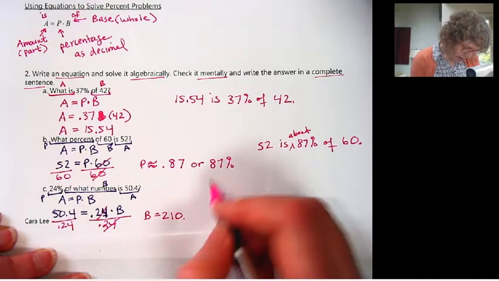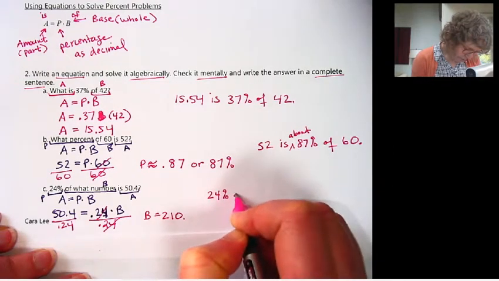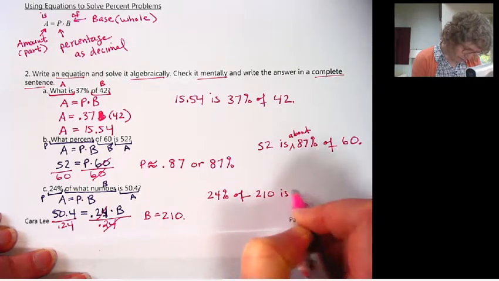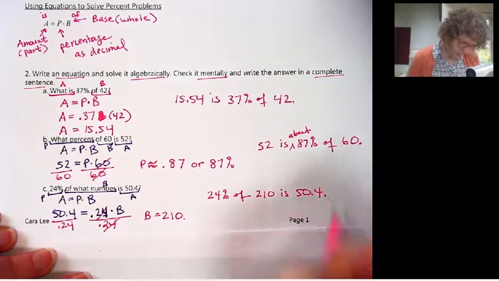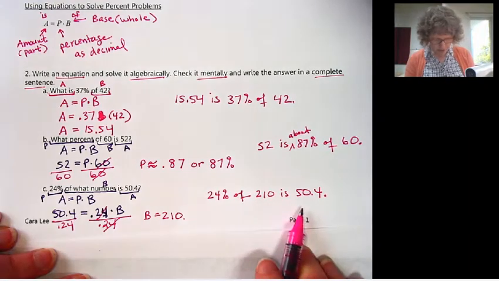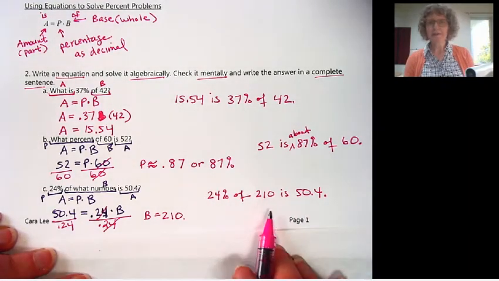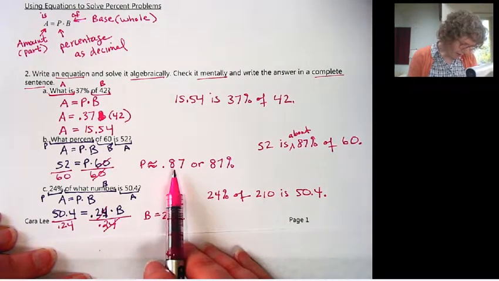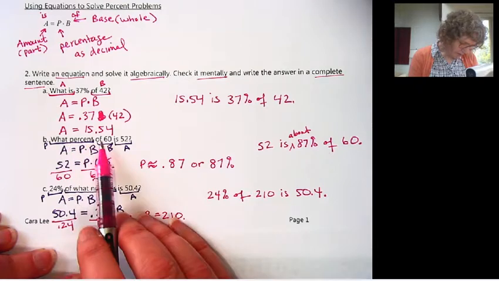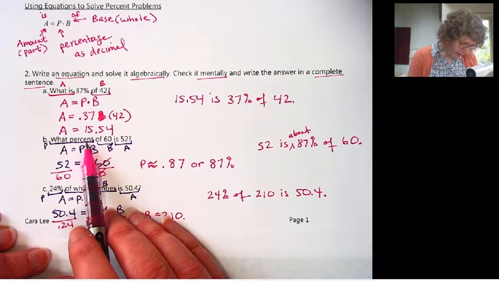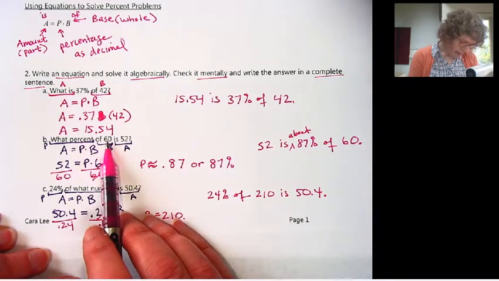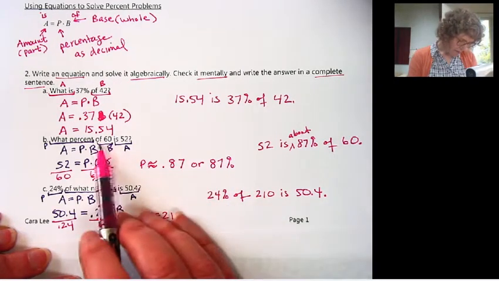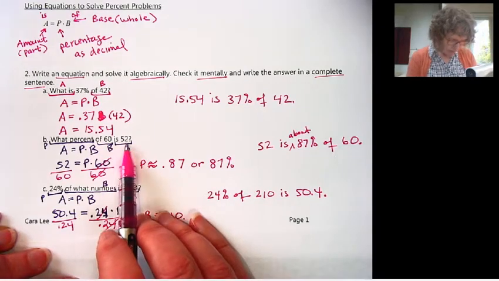So we could say 24% of 210 is 50.4. Or we could say 50.4 is 24% of 210. You get the idea. I didn't check this one mentally, so I want to do that. What percent of 60 is 52? 87% of 60. 87 is getting up there, right? Like almost 90%. So it should be fairly close to 60, and it's 52.